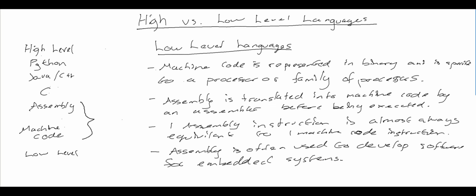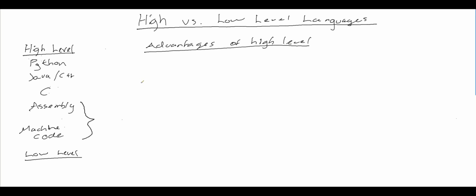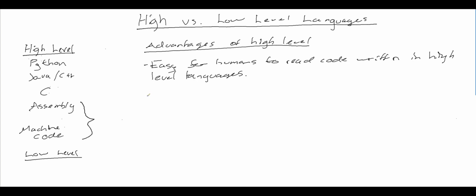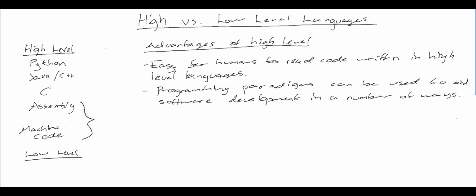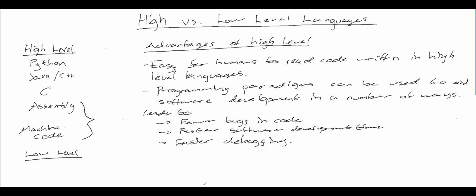Okay, so let's move on to looking at the advantages and disadvantages of high and low level languages. So, advantages of high level languages then. One advantage is that it's easy for humans to read code in high level languages. Another advantage is that programming paradigms exist in higher level languages, for example object-oriented programming or functional programming, which aid software development. These advantages lead to faster software development times, fewer bugs in code, and for the bugs that are left in program code, they're easier to debug. Okay, so that's just some of the advantages of using high-level languages.